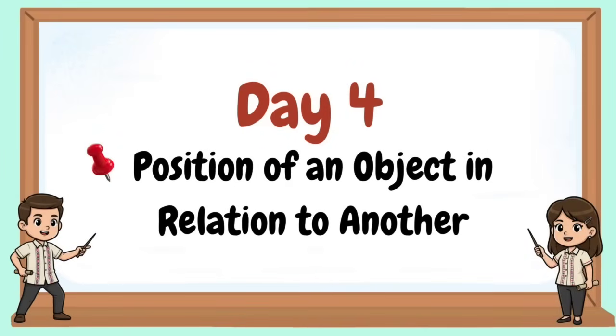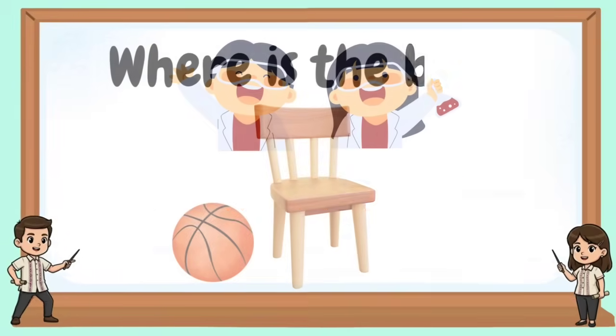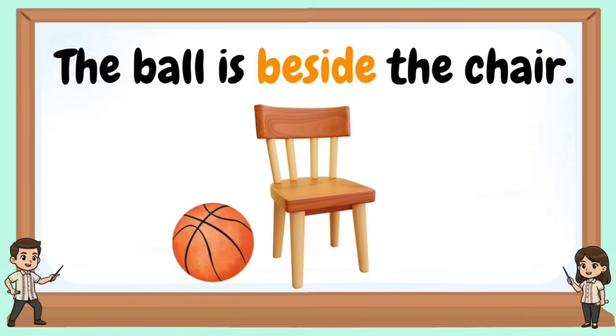Welcome to our day 4. Position of an object in relation to another. Where is it? Where is the ball? The ball is beside the chair.